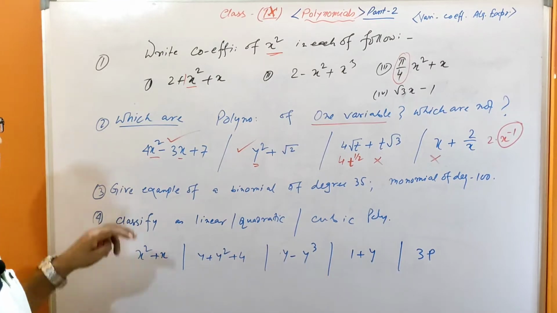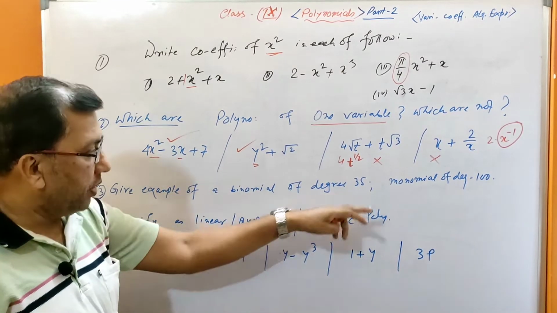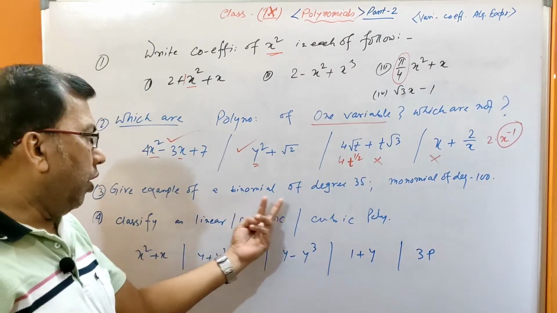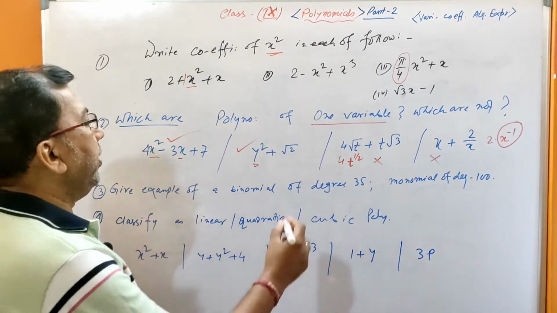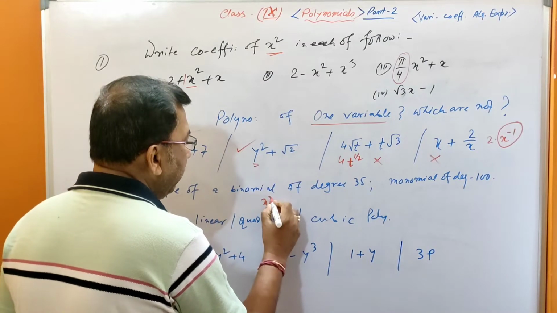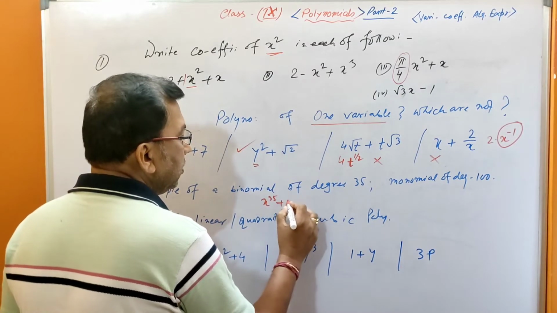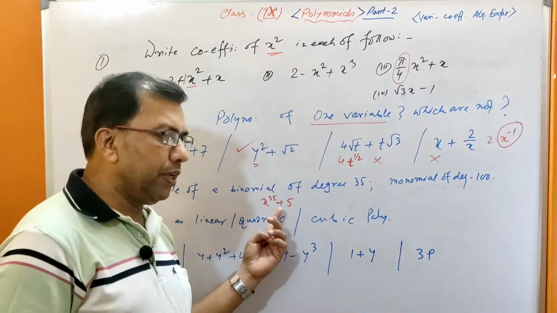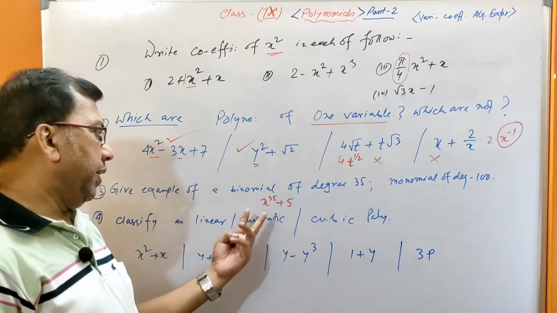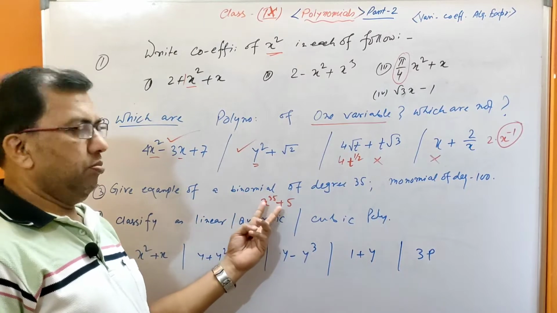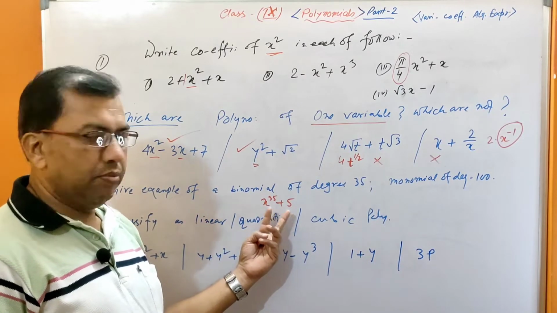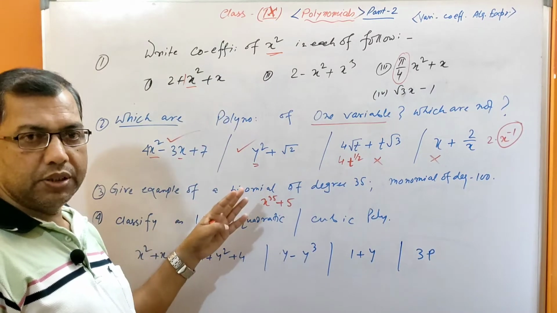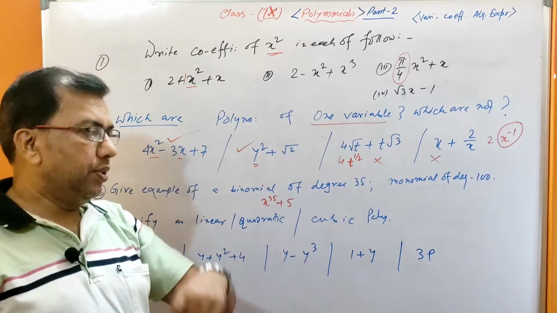Clear? Next, give examples of a binomial of degree 35 and a monomial of degree 100. Any binomial of degree 35. Degree 35 means x to the power 35 plus 5. Anything. p to the power 35 plus p. Binomial means two terms. I have discussed earlier: monomials, binomials, trinomials, on the basis of the number of terms.